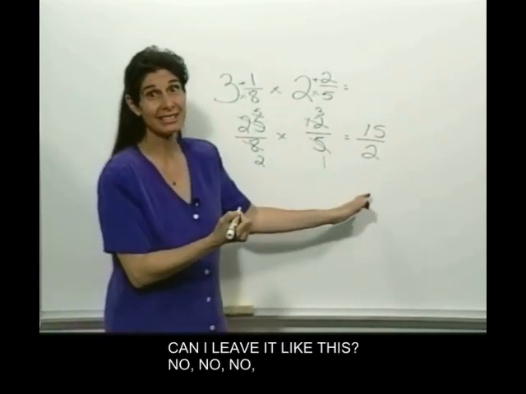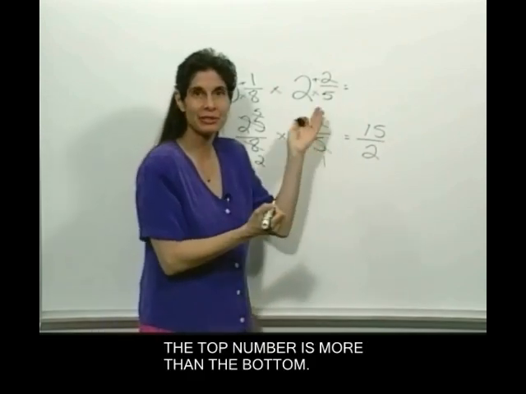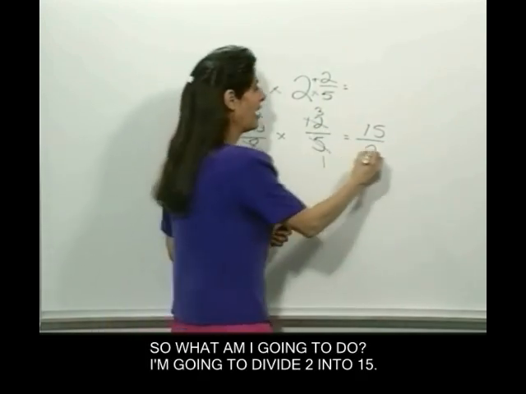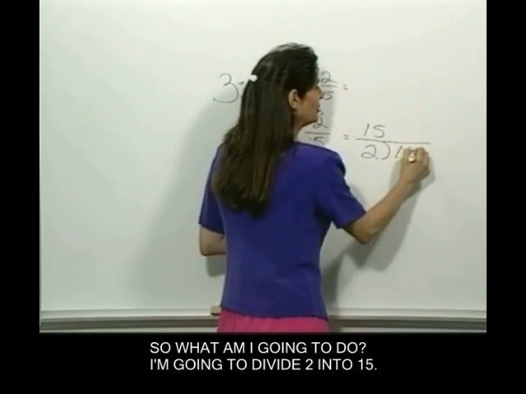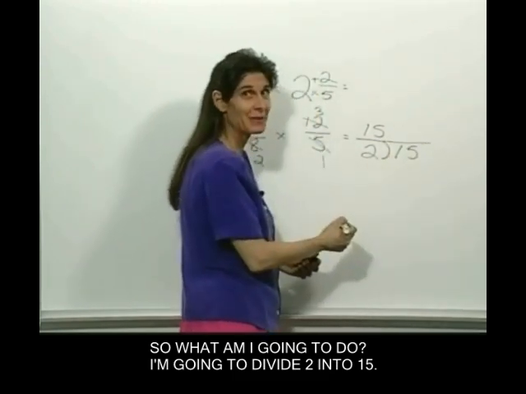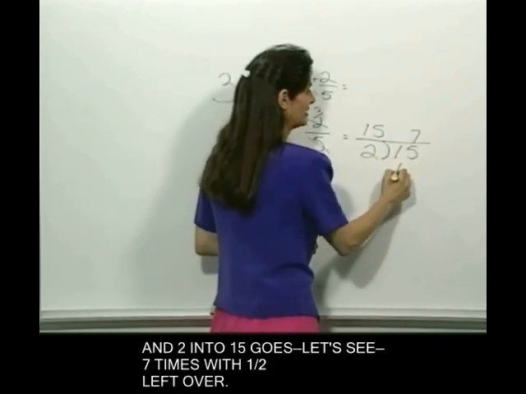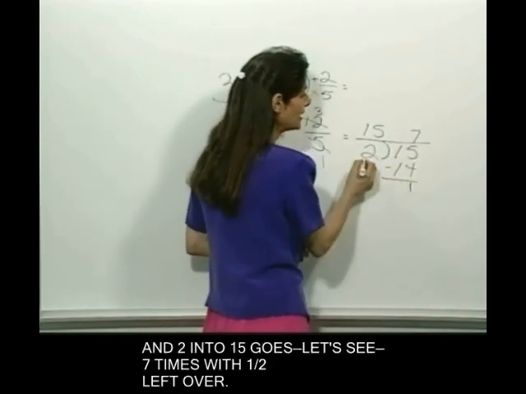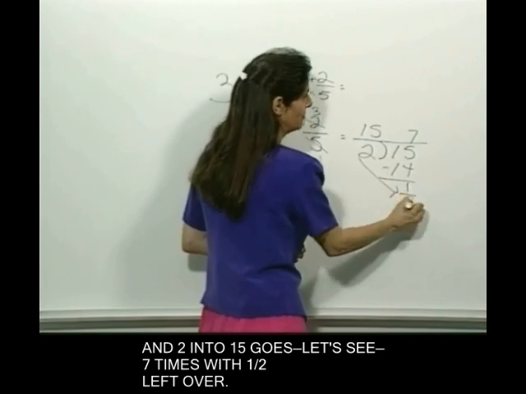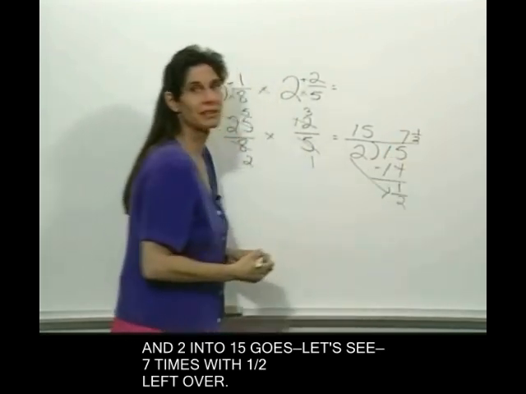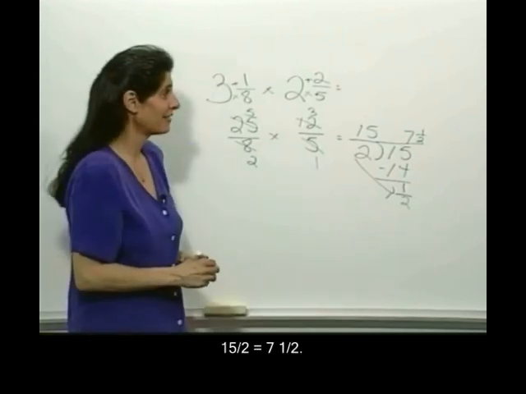Can I leave it like this? No, no, no. The top number is more than the bottom. So what am I going to do? I'm going to divide 2 into 15. And 2 into 15 goes, let's see, 7 times with 1/2 left over. 15/2 is 7 1/2.